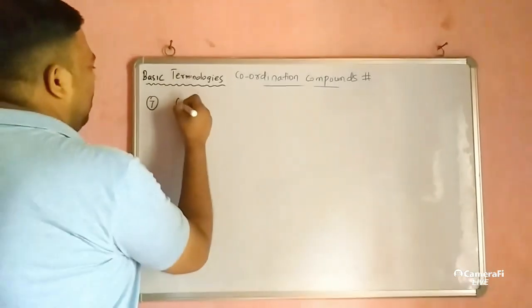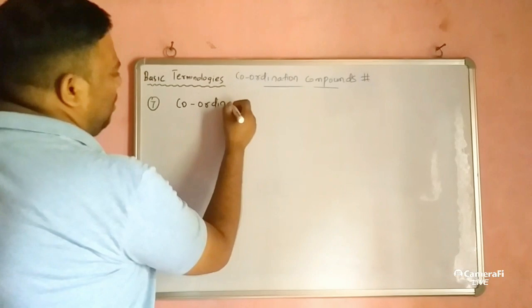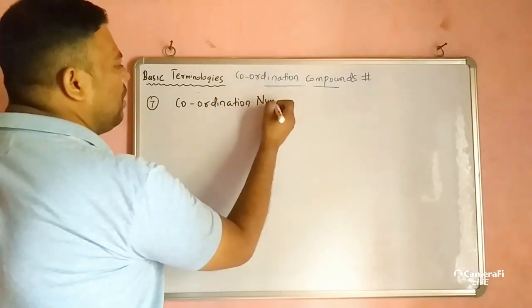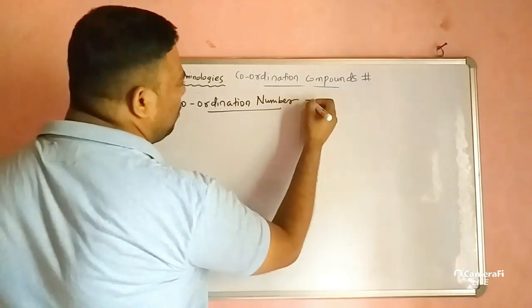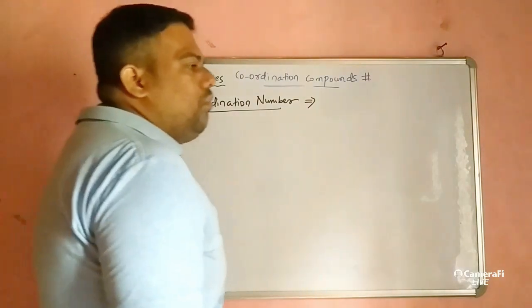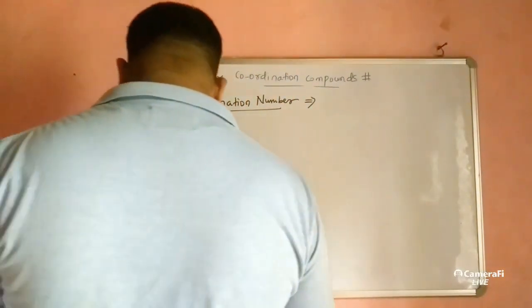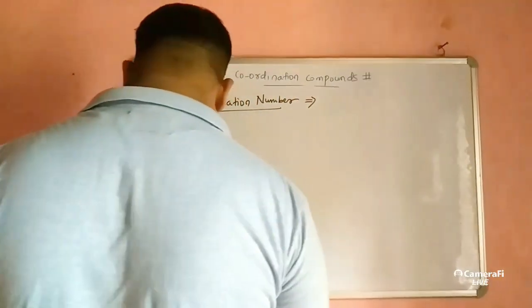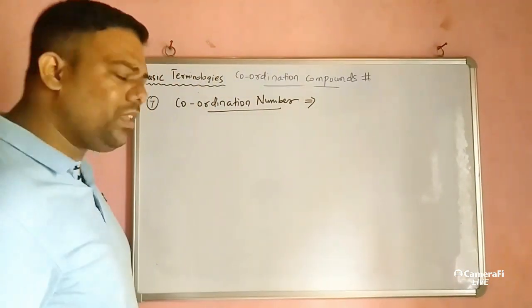Now we will discuss the coordination number. Pay attention carefully, what is the coordination number? It is the number of coordinate bonds formed by the ligands with the central metal atom in that complex compound. Whatever number of coordinate bonds the ligands form with the central metal atom, we call it the coordination number. Very simple.